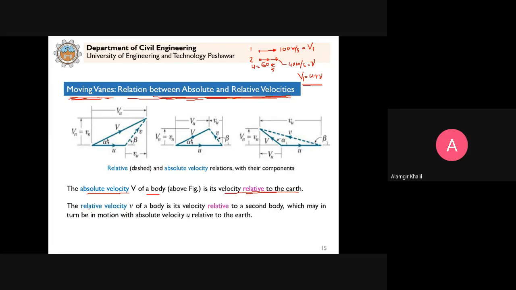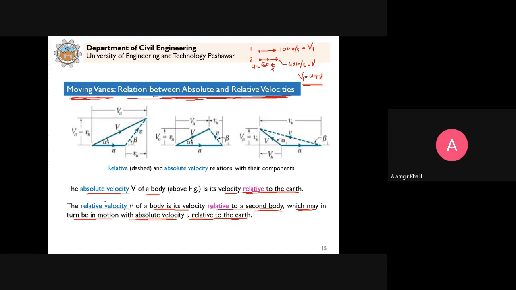The relative velocity small v of a body is its velocity relative to a second body, which may in turn be in motion with absolute velocity u relative to the earth. So the relative velocity of a body is the velocity of a body relative to a second body, and the second body may in turn be in motion with absolute velocity u with respect to the earth.